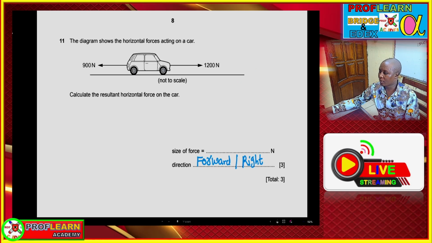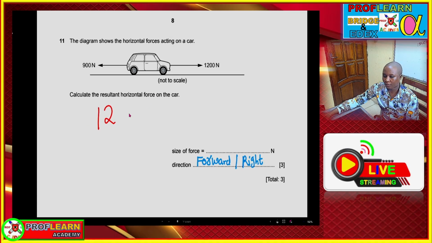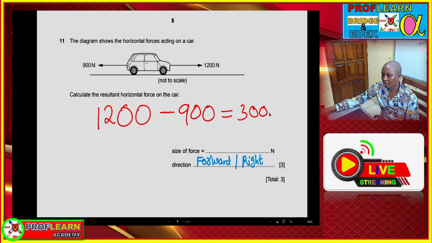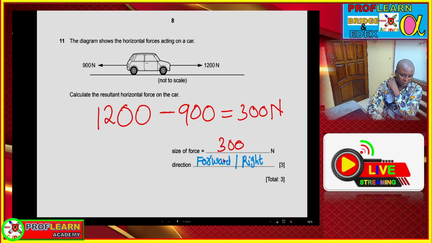Then in order to determine the resultant force, it will be 1200 minus 900, and if you subtract this, you are going to get 300 newtons, 300 newtons as the resultant force.